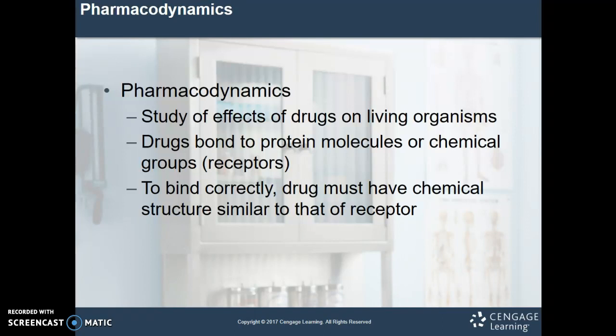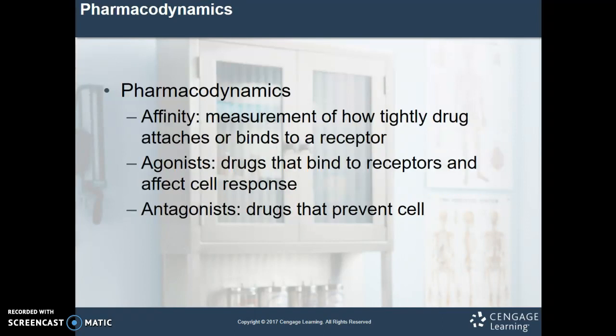So drugs that bind to receptors and affect cell responses are referred to as agonists. We think of them as activating drugs, while drugs that prevent cell response are called antagonists or blocker drugs.